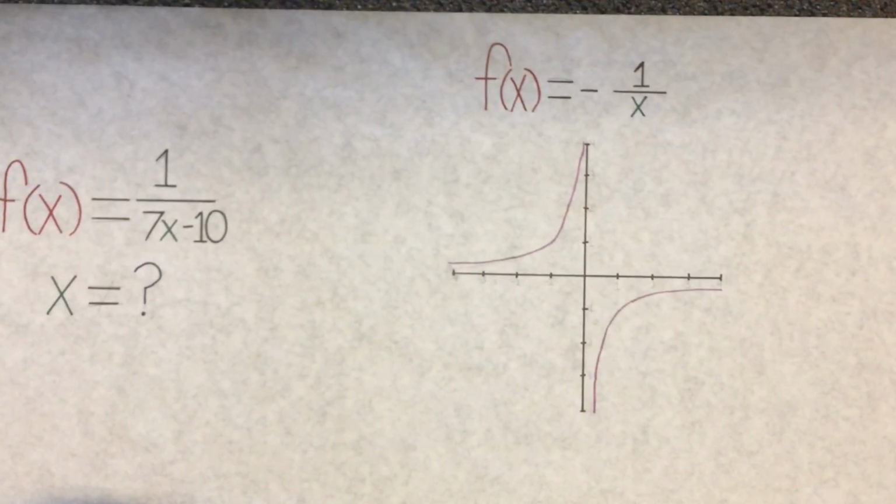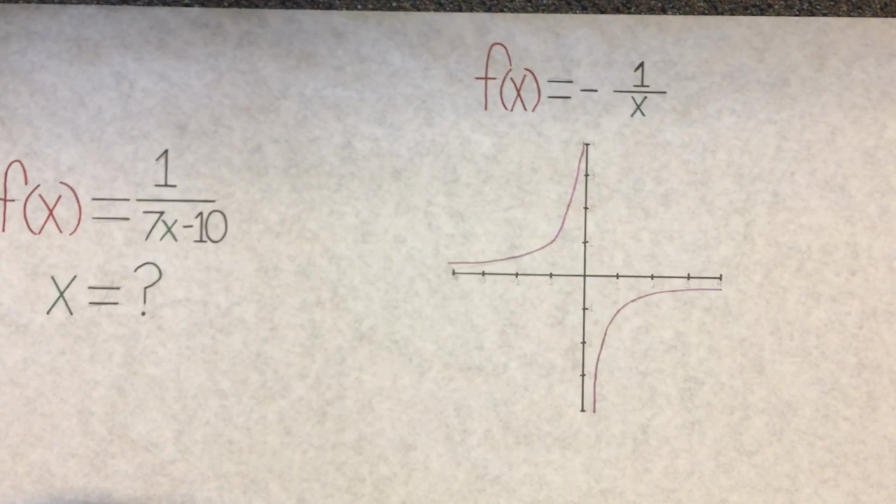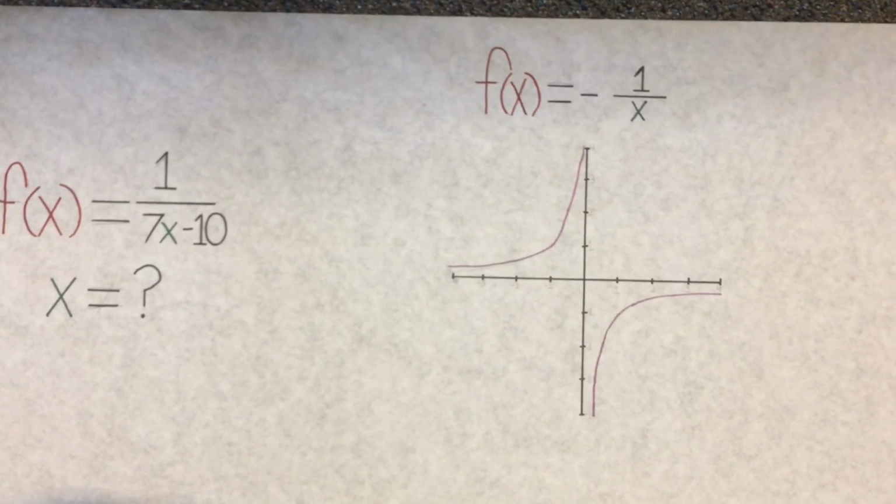Let's move on to a new graph. Here we have f of x equals negative 1 over x. We can see this graph looks a lot like 1 over x, except everything's flipped by the y-axis, meaning what was on the right is now on the left, and what was on the left is now on the right.